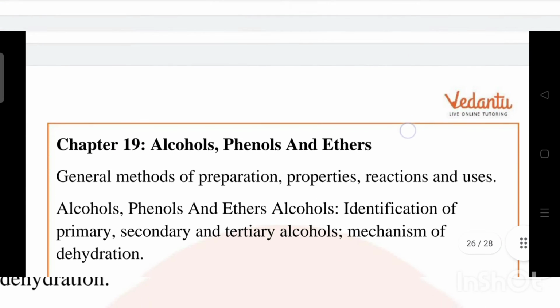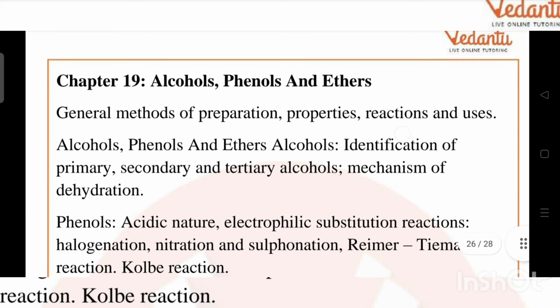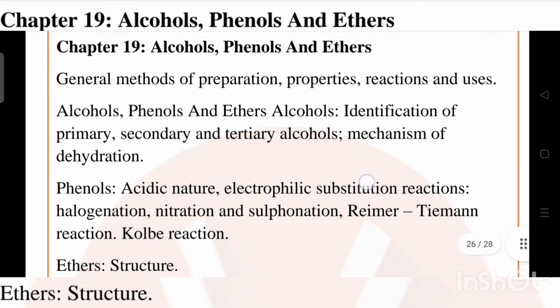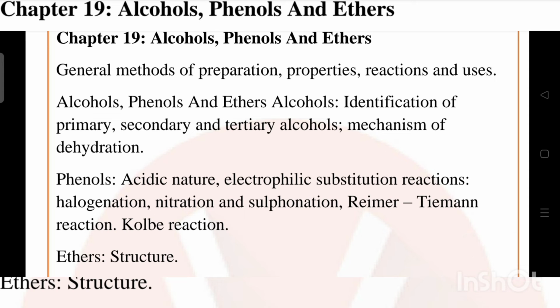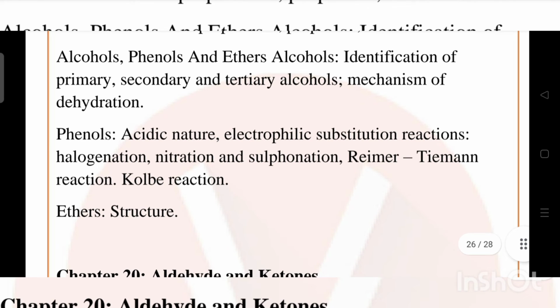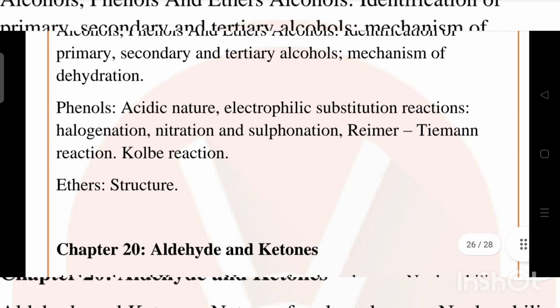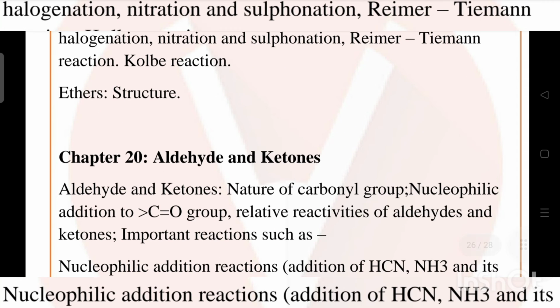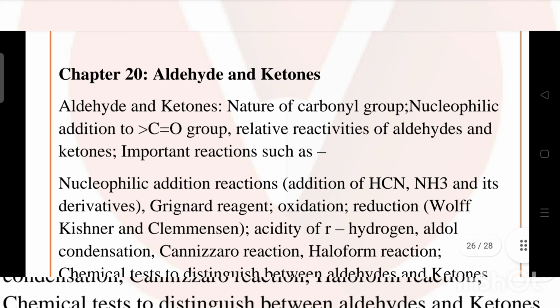In chapter 19, alcohols, phenols and ethers, most important topics in the organic part: general methods of preparation, properties, reactions and uses. Identification of primary, secondary and tertiary alcohol, mechanism of dehydration. In phenols, acidic nature, electrophilic substitution reactions: halogenation, nitration and sulfonation, Reimer-Tiemann reaction, Kolbe reaction. In ethers, structures. In chapter 20, aldehydes and ketones.